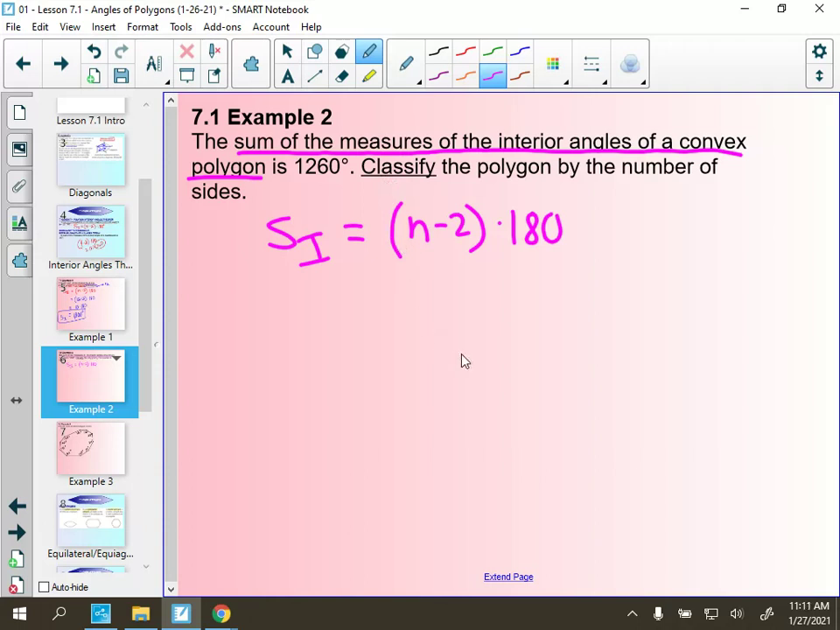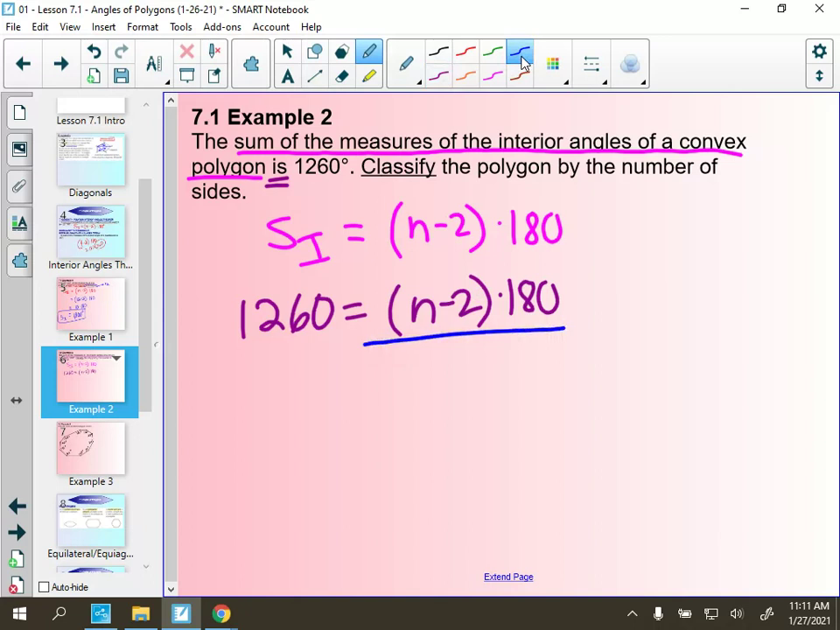So what would I do? I replace the sum of interior angles. It tells us it is 1260, so the 1260 has to go here. I've got my n minus 2 times 180, and then we'll use our algebra skills to solve for n. So hopefully we'll be able to solve that. I'll run through it. You could distribute, but that's probably more work than we need to do. I would look at, right off the bat, dividing both sides by 180.